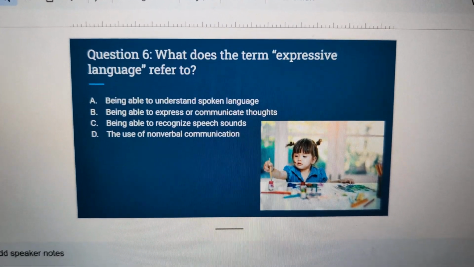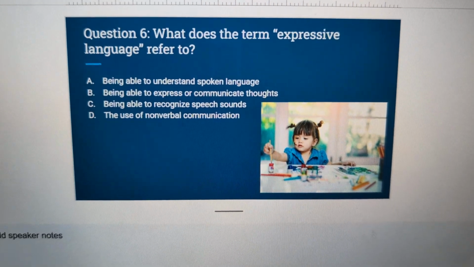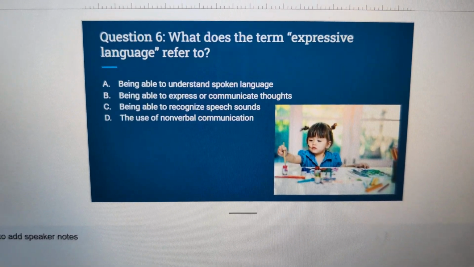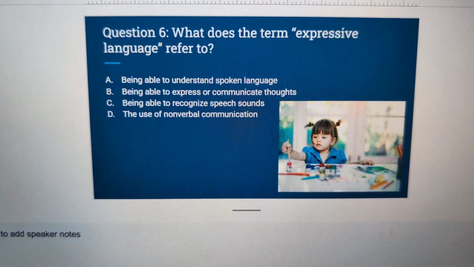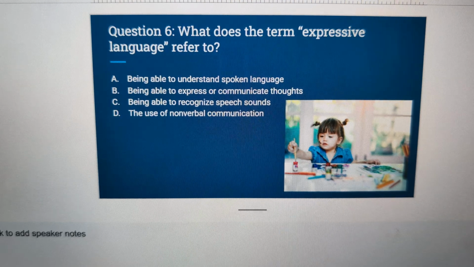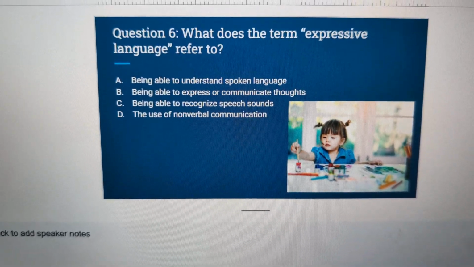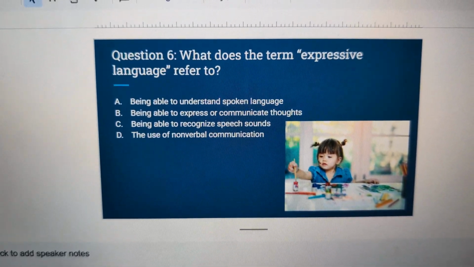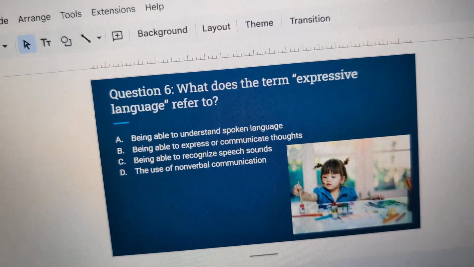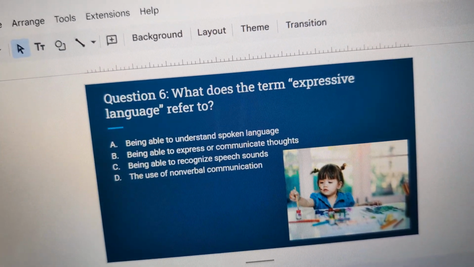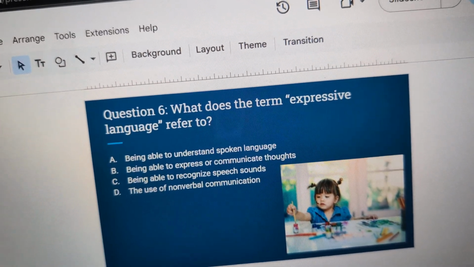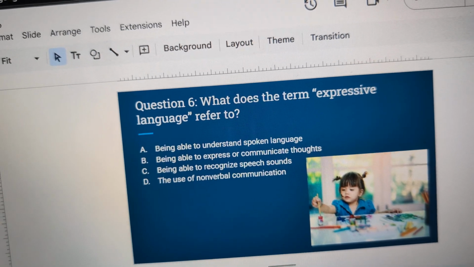Question 6 says, what does the term expressive language refer to? A, being able to understand spoken language. B, being able to express or communicate thoughts. C, being able to recognize speech sounds. D, the use of nonverbal communication. Expressive language is being able to express or communicate thoughts. The correct answer would be B.